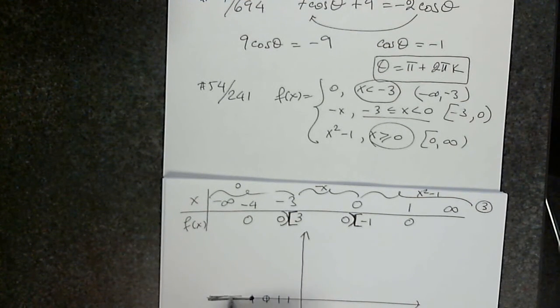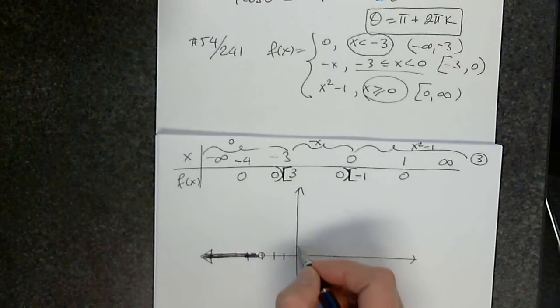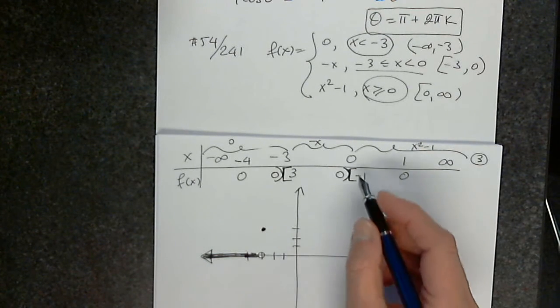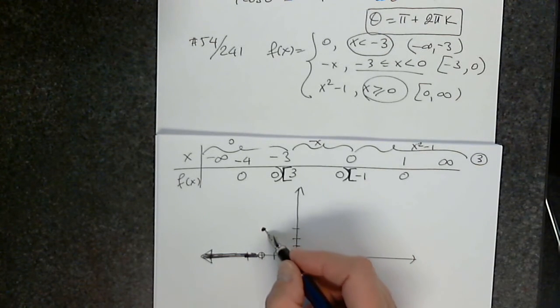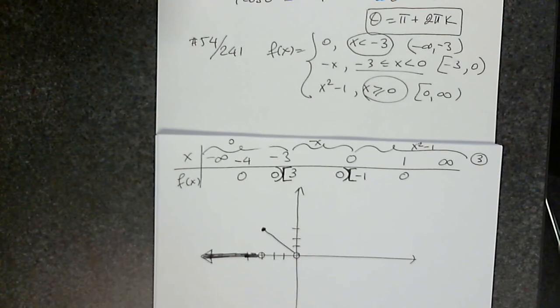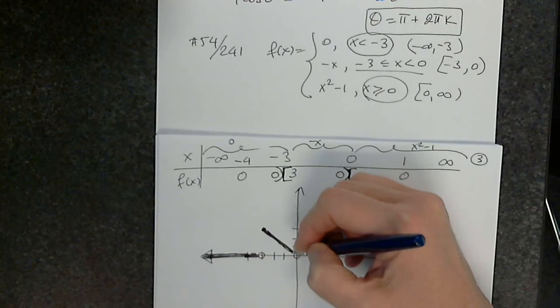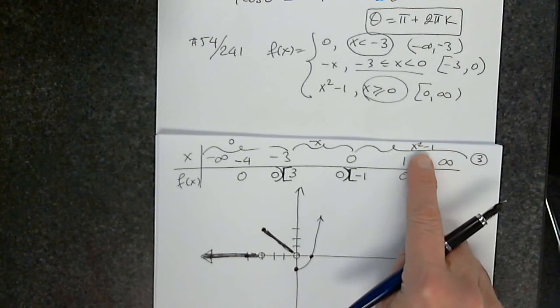Open. Negative 3, 3. Full point. 0, 0. Open point. Linear function with a negative slope. 0, negative 1, full point. 1, 0, full point, of course, opening up. Because I know how to graph this, right?